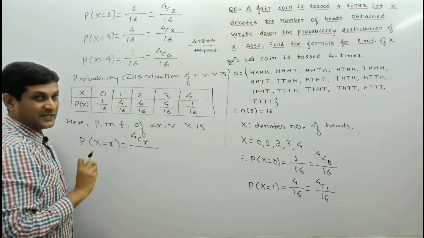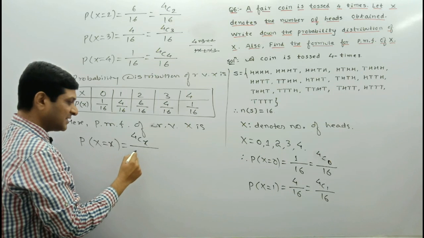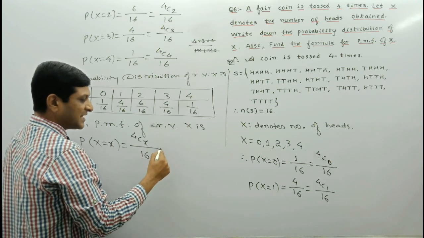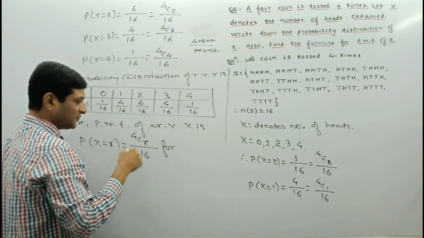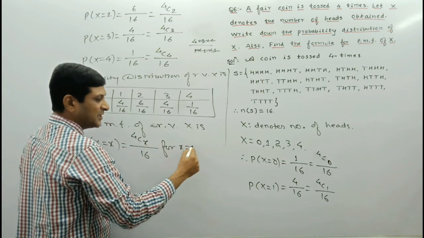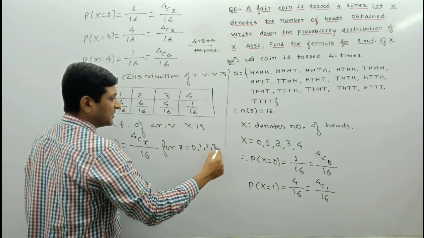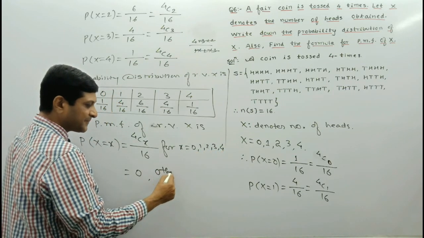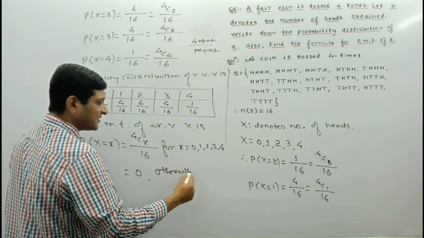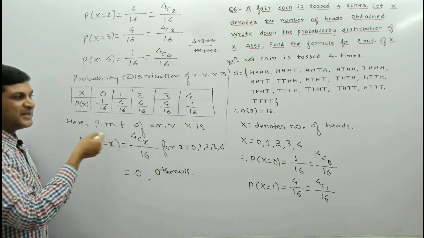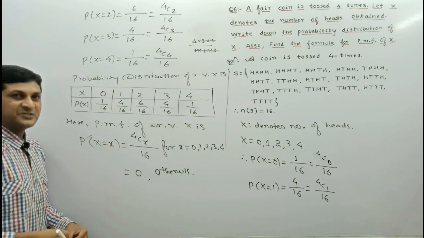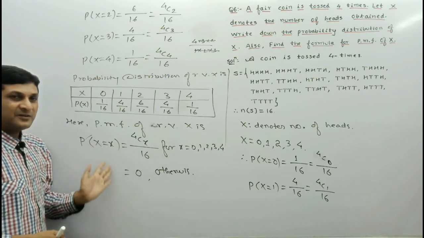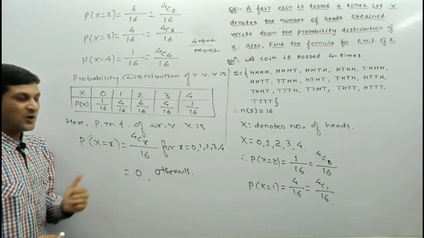So that's why numerator is in the form of 4Cx, and in the denominator 16, keep it as it is. This formula is applicable when x is equal to 0, 1, 2, 3 and 4, and p of x is equal to 0 otherwise. In this way, we are able to define the probability mass function of this discrete random variable. Observing all these probabilities, we have got a formula for what?